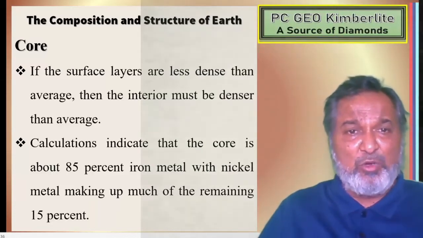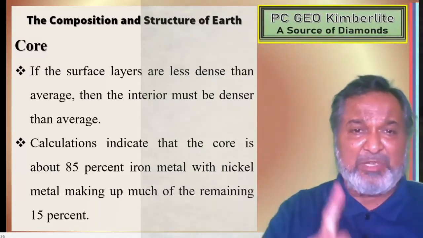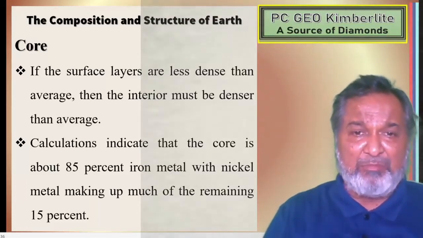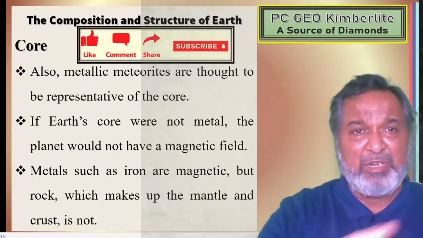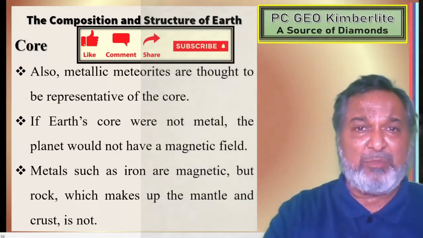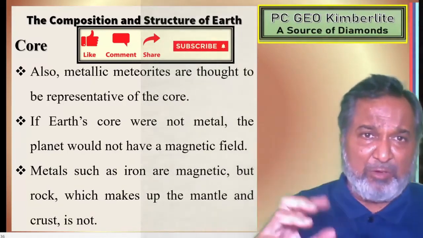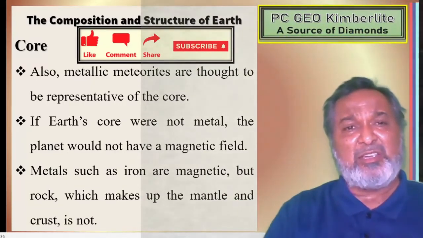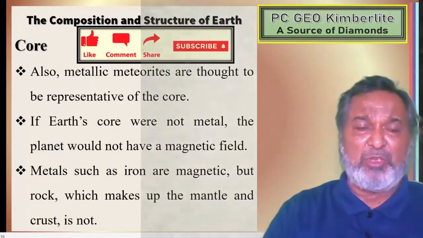Calculations indicate that the core is about 85% iron metal, with nickel making up much of the remaining 15%. Also, metallic meteoroids are thought to be representative of the core. We think that they are a representative sample of the core.